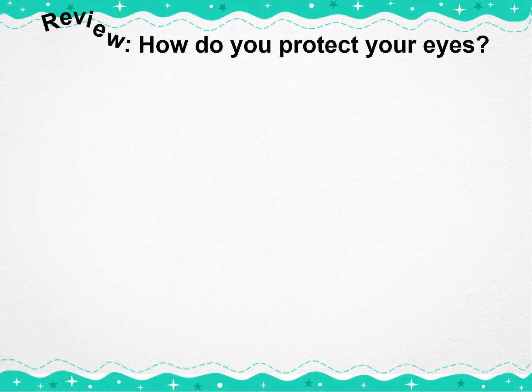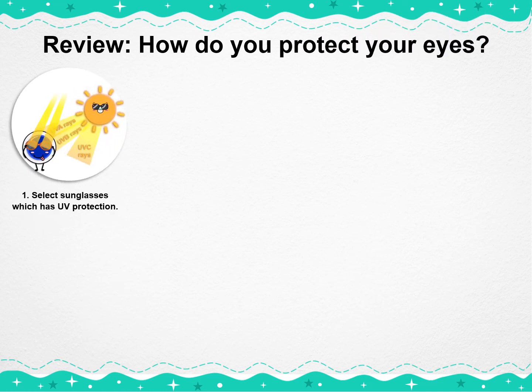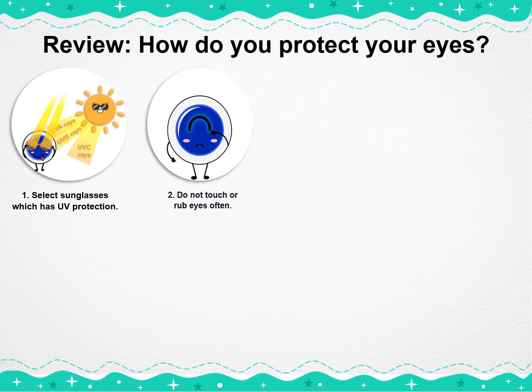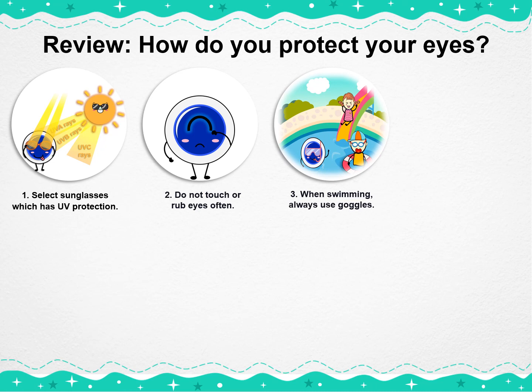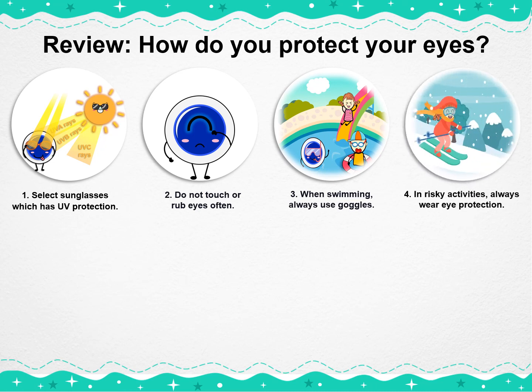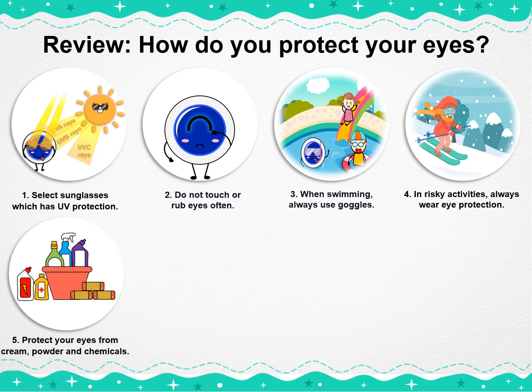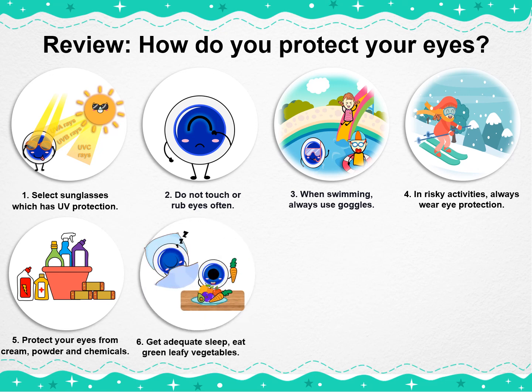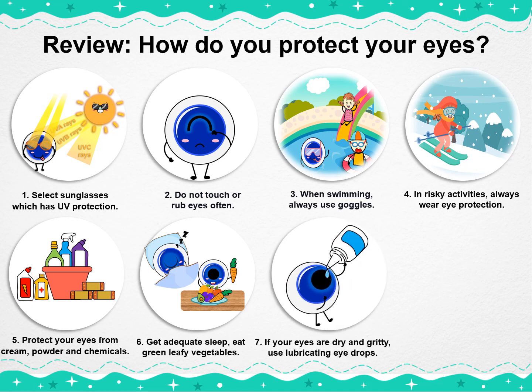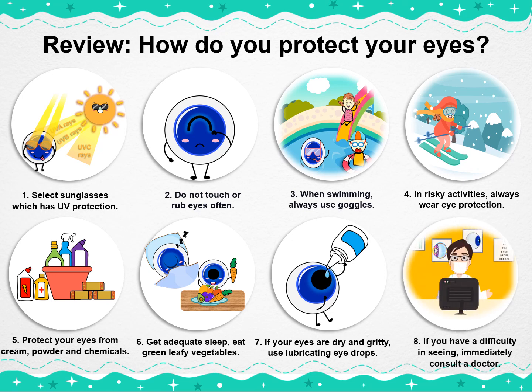Now, let's review again. 8 ways to protect your eyes. 1. Select sunglasses which have UV protection. 2. Do not touch or rub eyes often. 3. When swimming, always use goggles. 4. In risky activities, always wear eye protection. 5. Protect your eyes from cream, powder and chemicals. 6. Get adequate sleep, eat green leafy vegetables. 7. If your eyes are dry and gritty, use lubricating eye drops. 8. If you have difficulty in seeing, immediately consult a doctor.